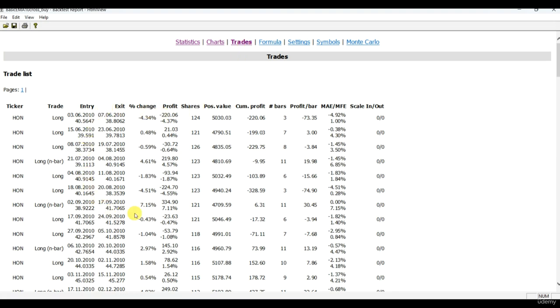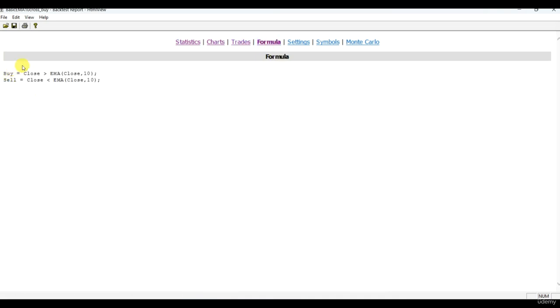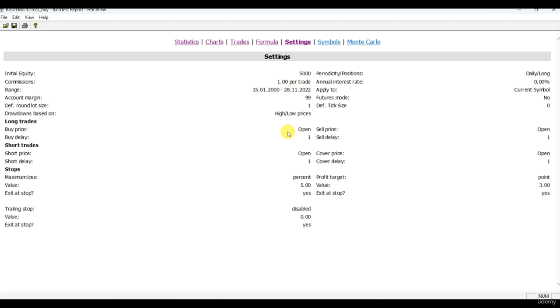This is similar to the list. These are all the trades that the backtest took. Formula. This is the formula with which we attained those results. Settings is a recap of settings that we applied in the backtester settings. You remember setting open and delay, and the sell price open and the sell delay. Here's the account margin. So this is like a recap of the backtest settings.